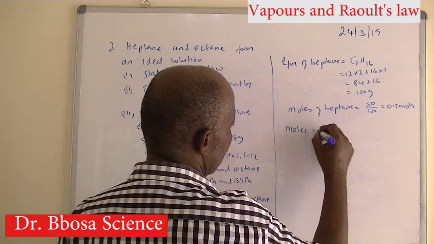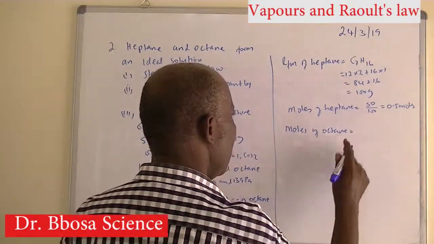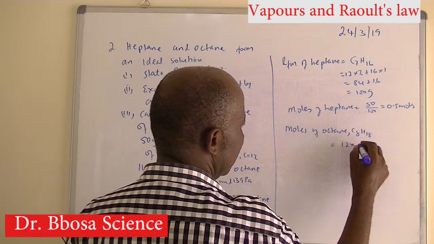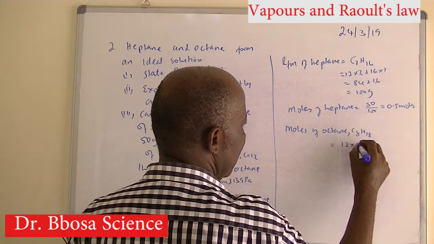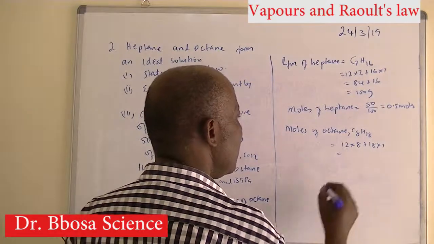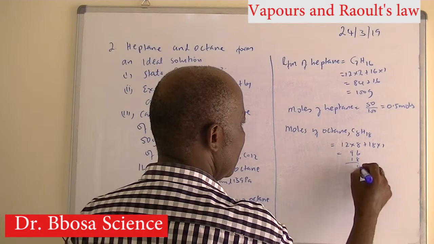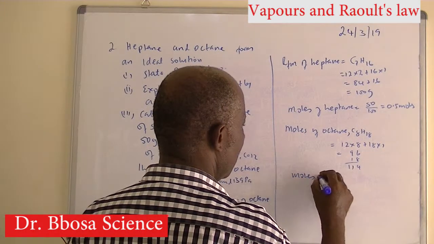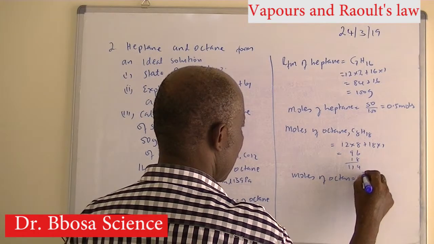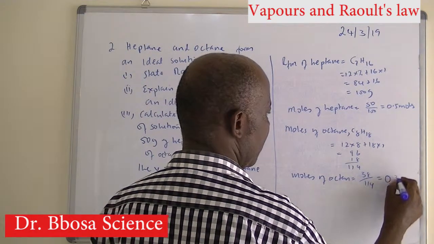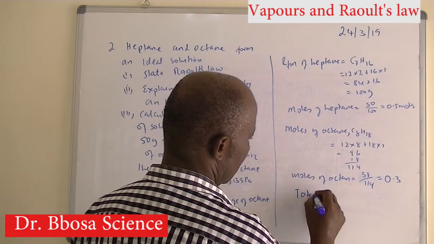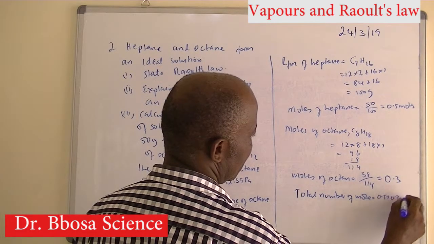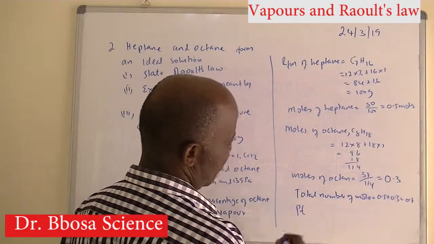Similarly, we get the moles of octane. Octane is C8H18. This will be equal to 12 times 8 plus 18 times 1, which is equal to 96 plus 18, which is 114. Then the moles of octane will be equal to 30 over 114, equal to 0.3. The total number of moles will be equal to 0.5 plus 0.3, which is equal to 0.8.